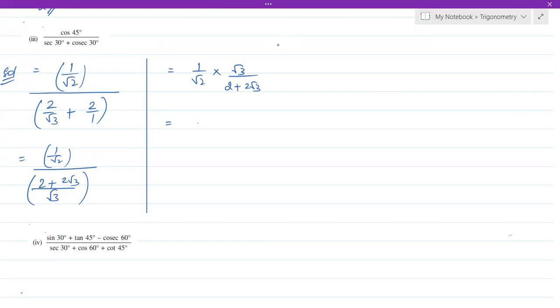Now let's multiply. 1 into root 3 is root 3. And this root 2 should be multiplied for 2 and also for 2 root 3. Binomial multiplication. So root 2 into 2 is 2 root 2 plus root 2 into 2 root 3. 2 as it is, root 2 into root 3 is root 6. Remember, we must rationalize it because the denominator is an irrational number. So let's rationalize it. Root 3 by 2 root 2 plus 2 root 6. How do we rationalize? Just change the sign. 2 root 2 minus 2 root 6. Same thing. 2 root 2 minus 2 root 6.